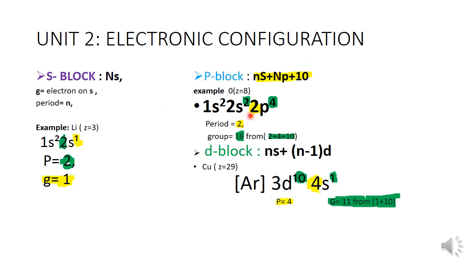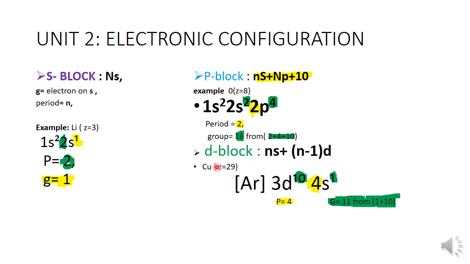For P block, for example, this is a P block. We have to find the period. The period is 2 because it is the maximum energy level. The period is 2. What about the group? We take 4 plus 2, which is equal to 6, plus 10, equal to 16. This is the group.